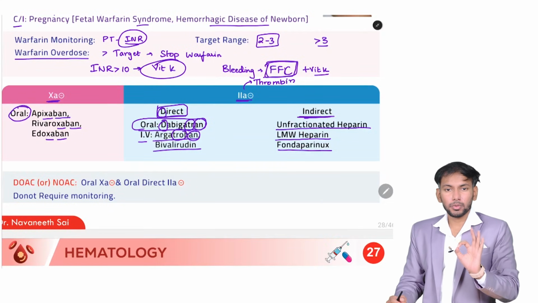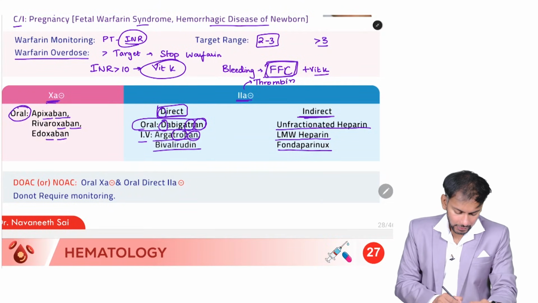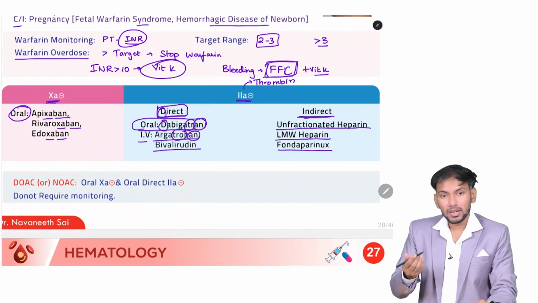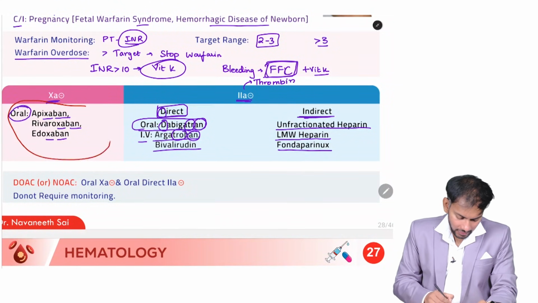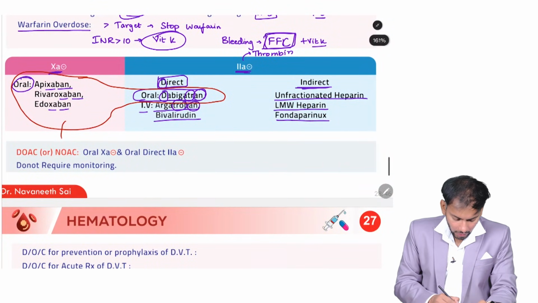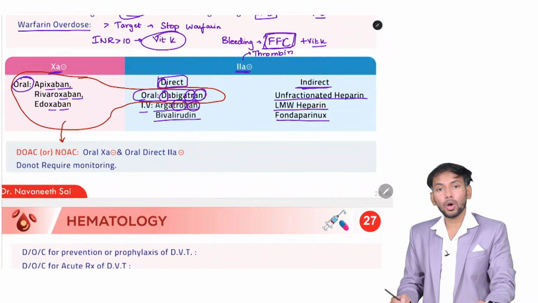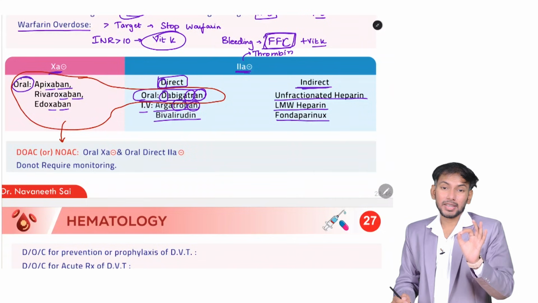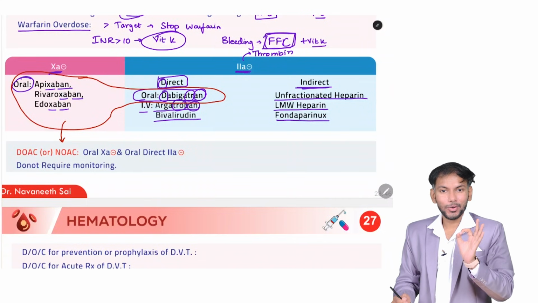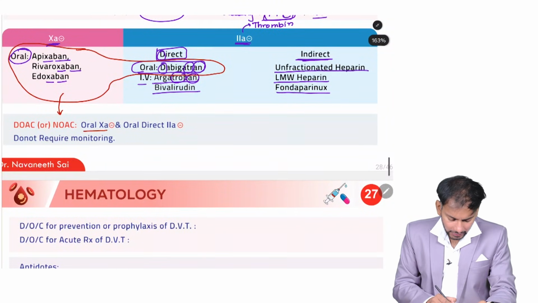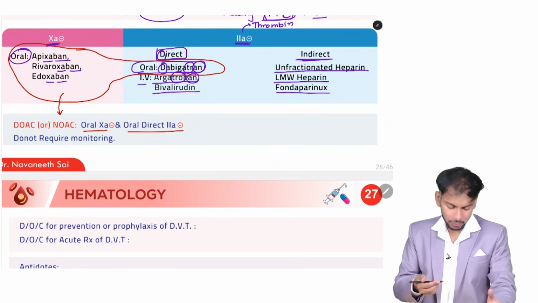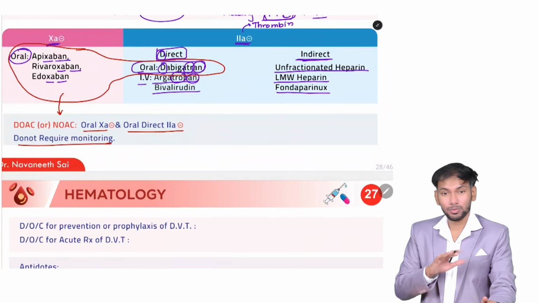Now, what I want you to remember is in both 10A and 2A, we have some oral drugs. All of these oral drugs together, these xabans and dabigatran, are known as DOAC or NOAC. DOAC means direct oral anticoagulants, NOAC means novel oral anticoagulants. So these are oral 10A inhibitors and oral direct 2A inhibitors. Why are we preferring this? Because it does not require any kind of monitoring.